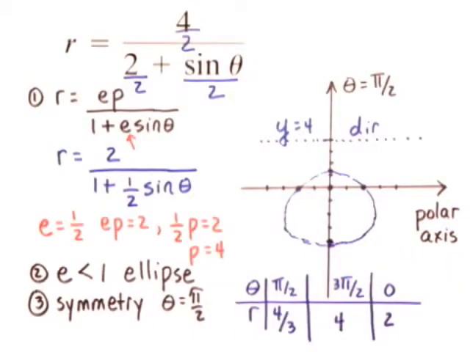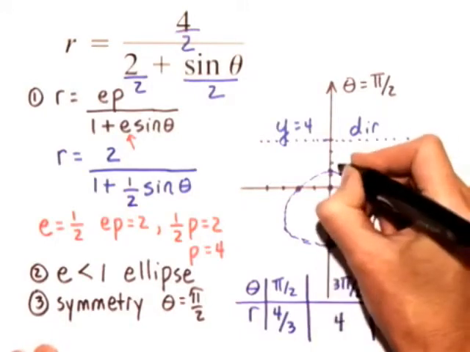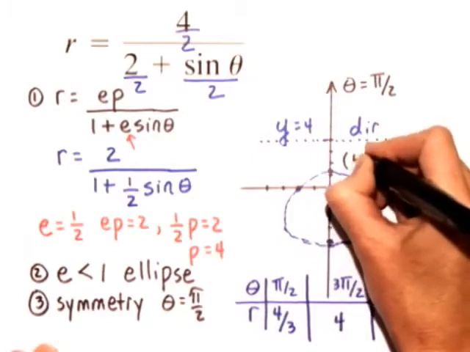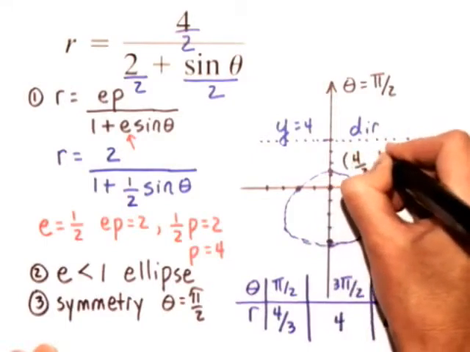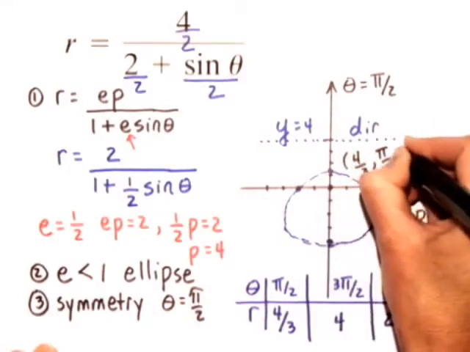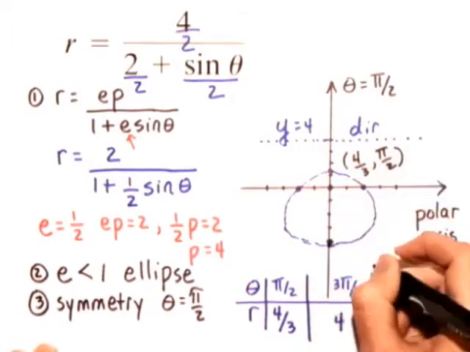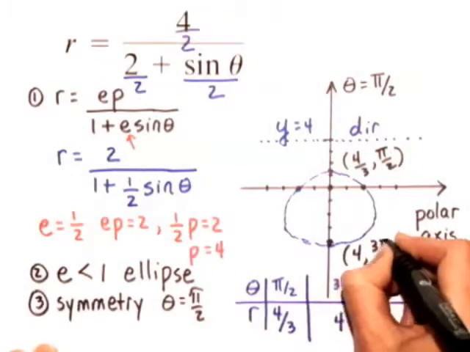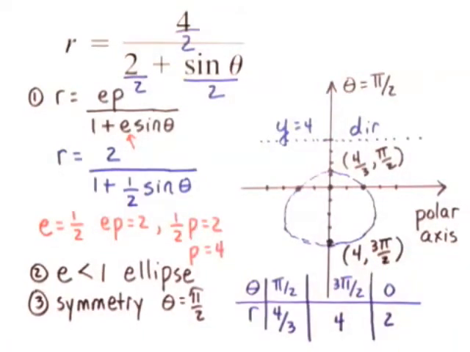And I'm going to label a couple points on this. This vertex is (r, theta), which is (4/3, pi over 2), and this other vertex is (4, 3 pi over 2). That's the graph of our conic section.